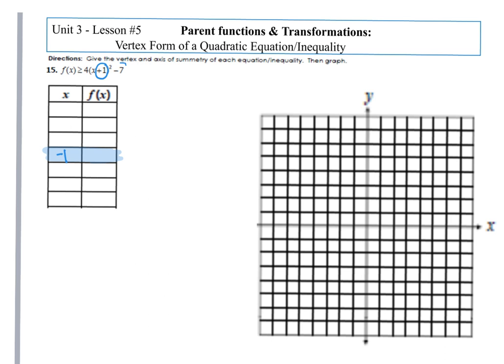The y value is what comes after that. We do not change its sign. So our vertex is negative 1 for x, negative 7 for y. So 1, 2, 3, 4, 5, 6, 7, right here.